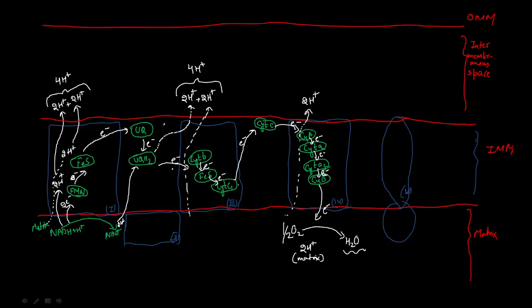I have shown the passage of only one electron, but ultimately the NADH has released two electrons. So ultimately here two electrons will be accepted by the half oxygen and two protons from the matrix, and one molecule of water is formed. So this was the passage of the electrons that were released by NADH, and it includes complex first to third to fourth.